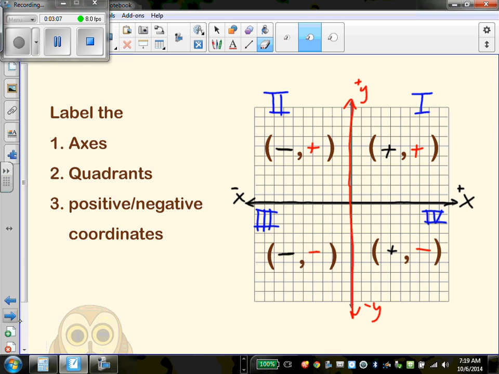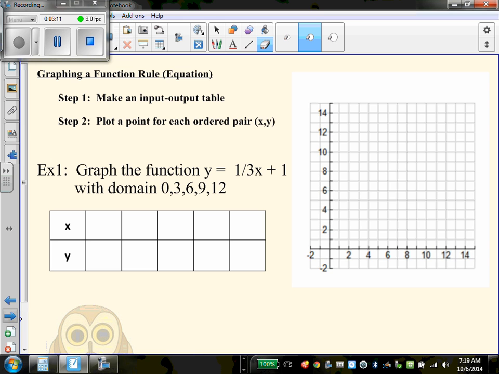So now that we've looked a little bit at the plane itself, let's talk about what we can do with it. One thing we can do, working with functions that we've talked about last week, is we can make a graph of a function. So here's our first example. Let's say we wanted to graph this function here, y equals 1/3 x plus 1, with this domain.